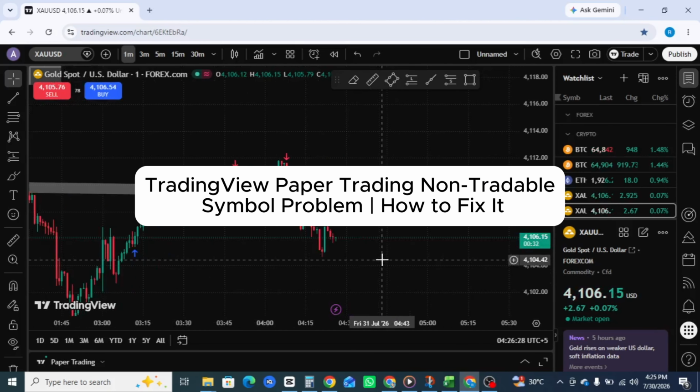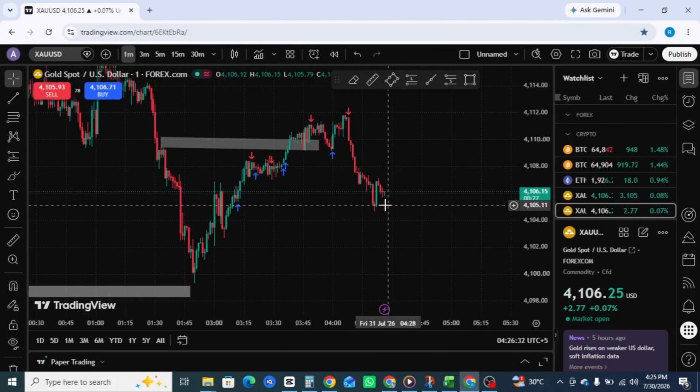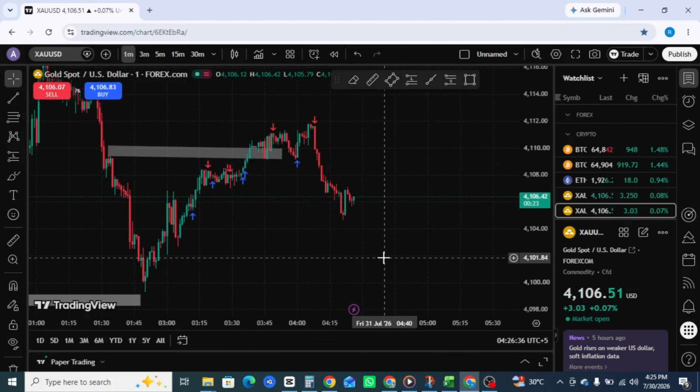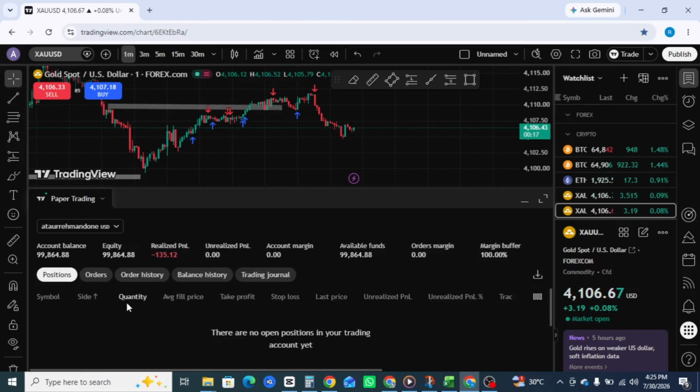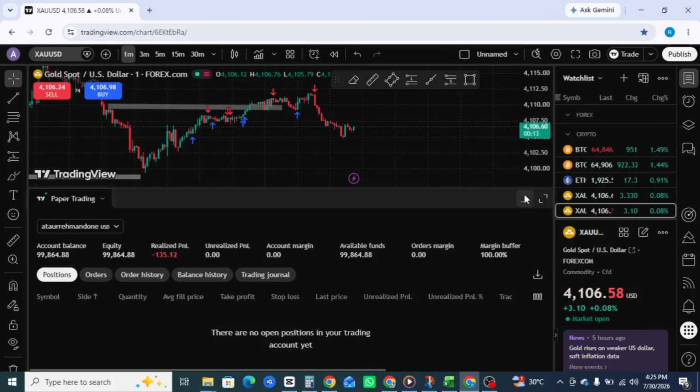TradingView Paper Trading non-tradable symbol problem, how to fix it in this video. I am going to show you why you see the non-tradable symbol message in TradingView Paper Trading and how to fix it. If you can't place buy or sell orders even though your paper trading account is connected, this tutorial will explain the most common reasons and the available solutions.